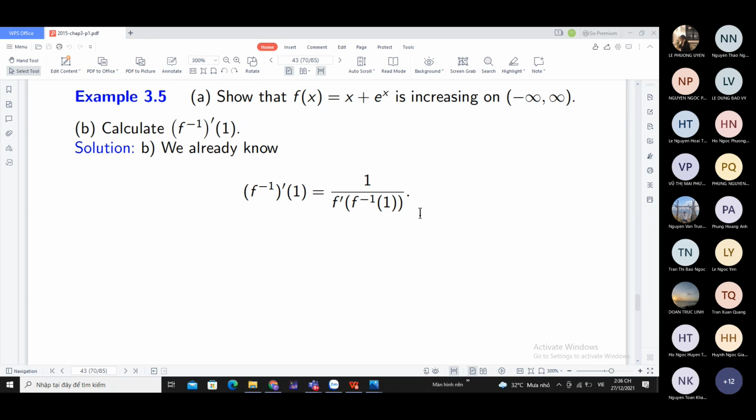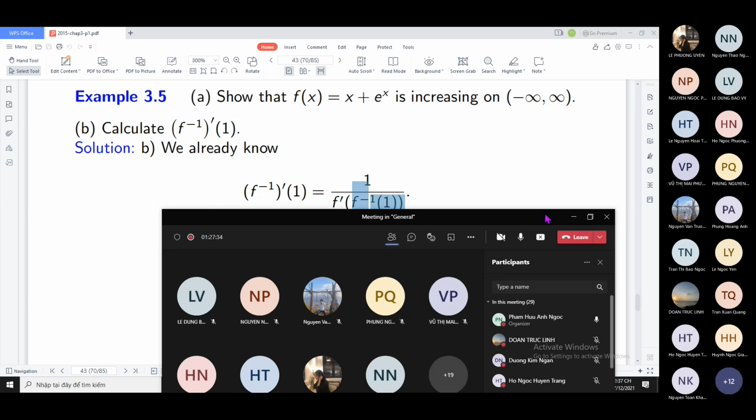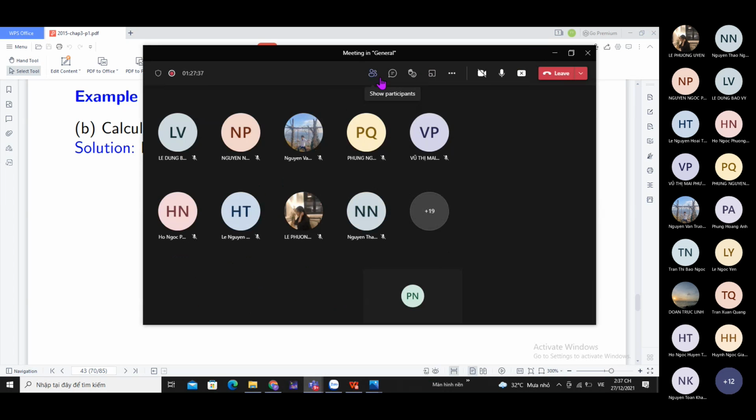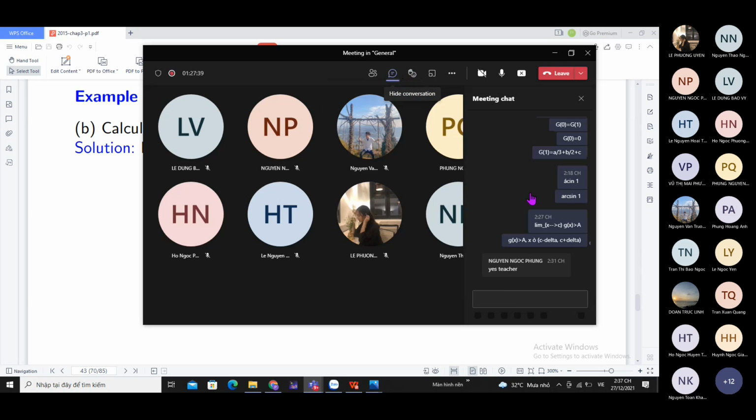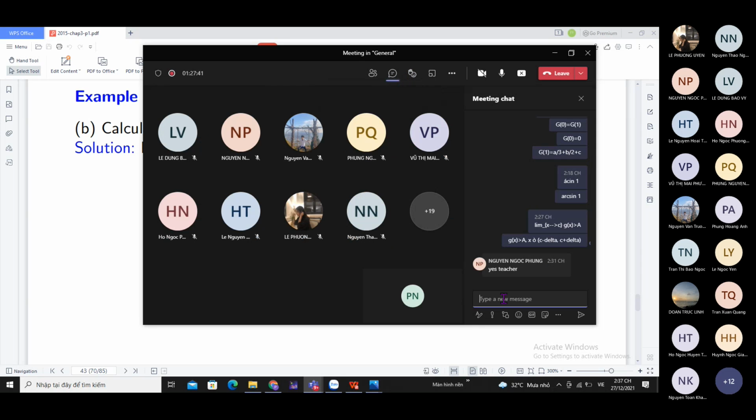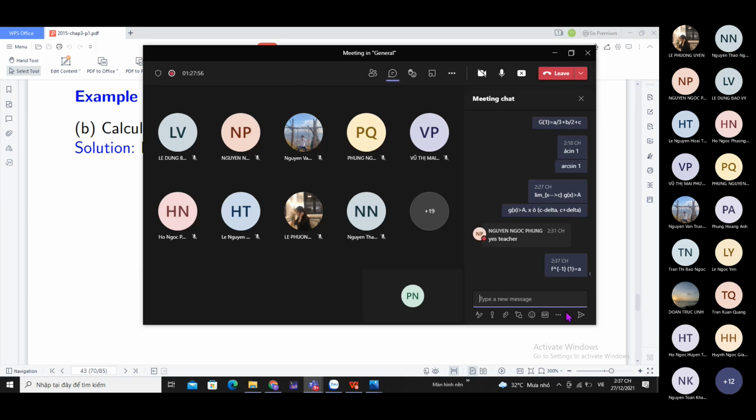So the first thing here is we have to determine f inverse of 1. What is f inverse of 1? Now, we have to determine f inverse of 1. Let me write it down here for you. So, what is f inverse of 1?